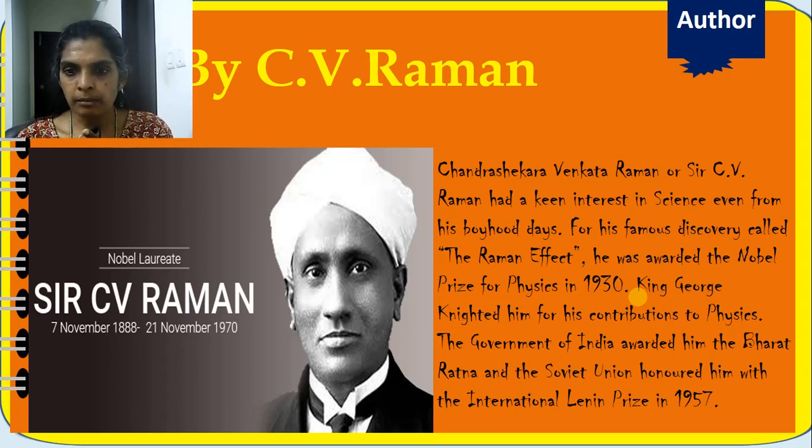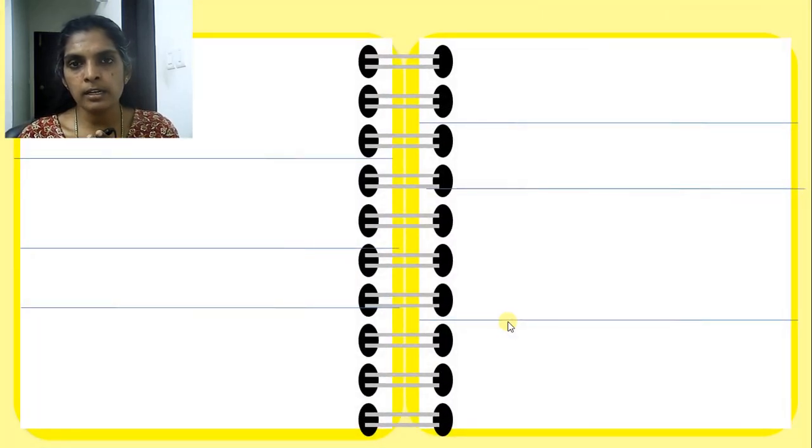The government of India awarded him the Bharat Ratna, and the Soviet Union honored him with the International Lenin Prize in 1957. So that is why he is called Sir C.V. Raman, because he was knighted, K-N-I-G-H-T-E-D, knighted. Okay. So he has written about the elixir of life.